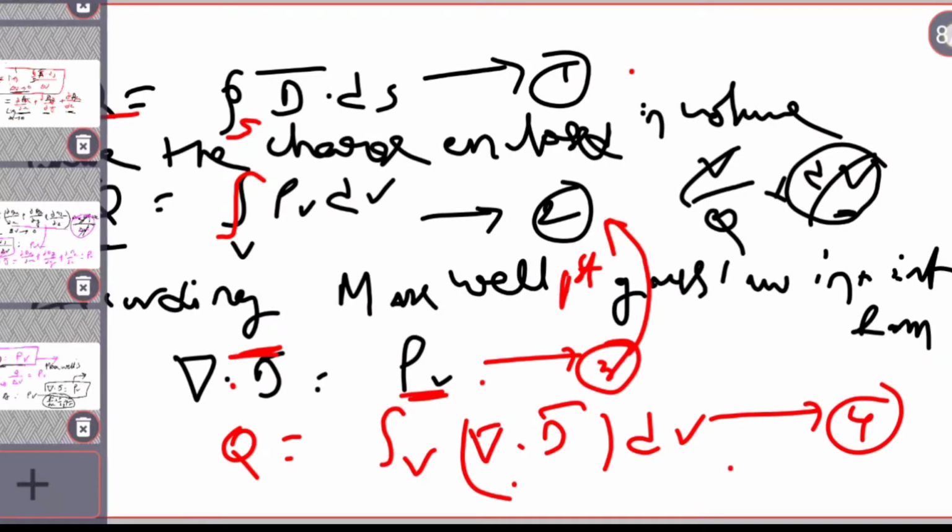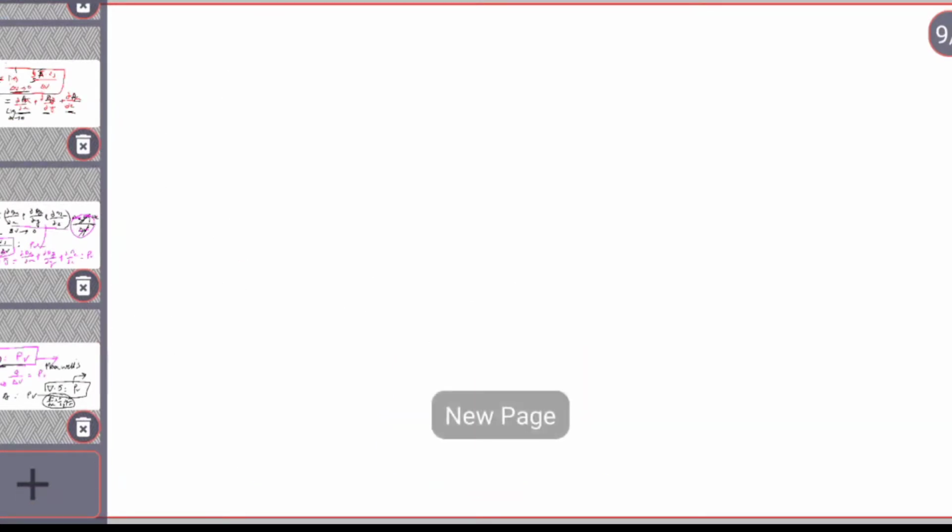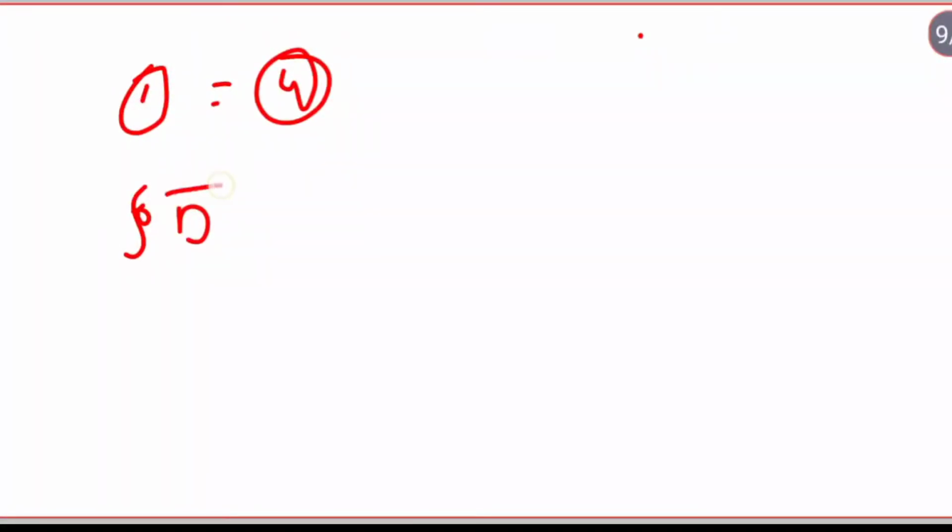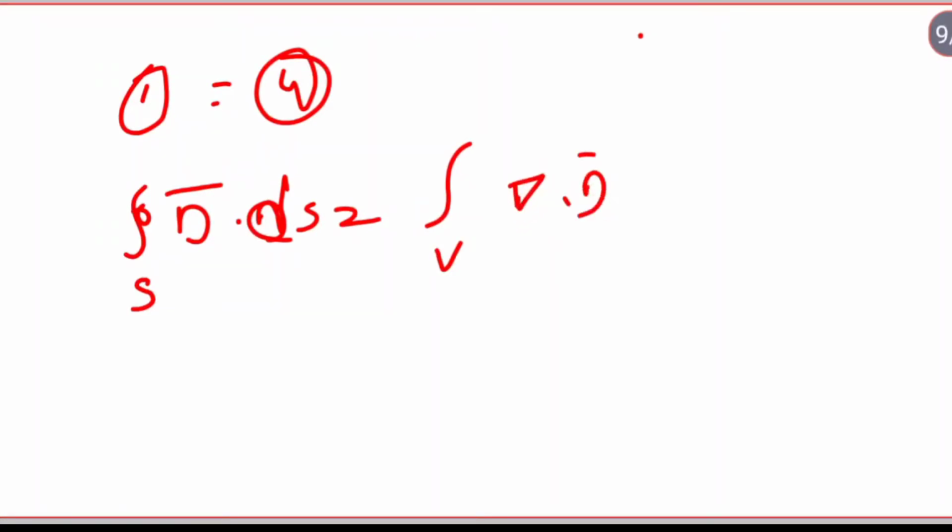Equating 1 and 4, the surface integral D dot ds equals the volume integral del dot D bar dv. This equation is called equation 5. This equation is called the divergence theorem.